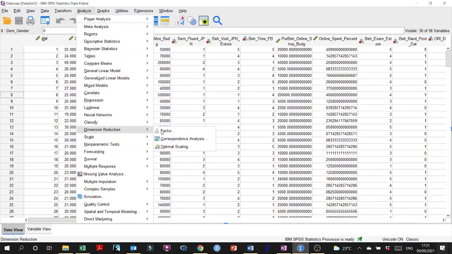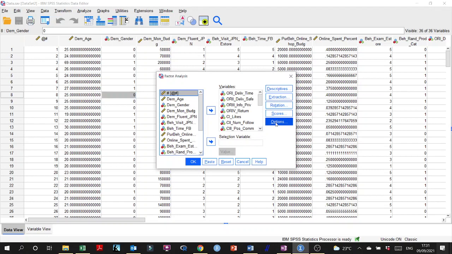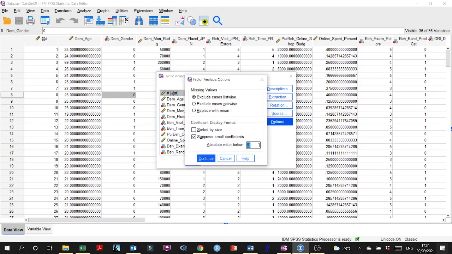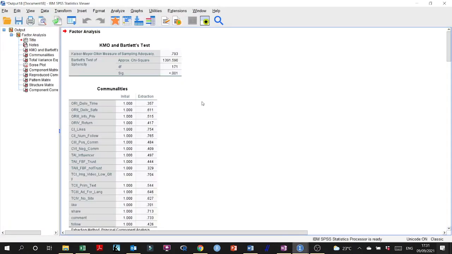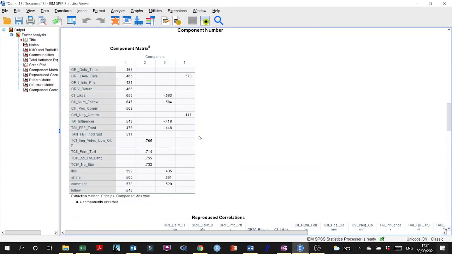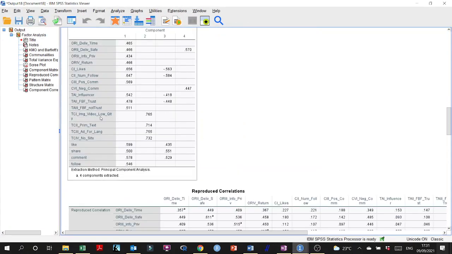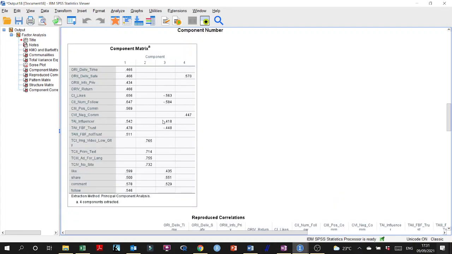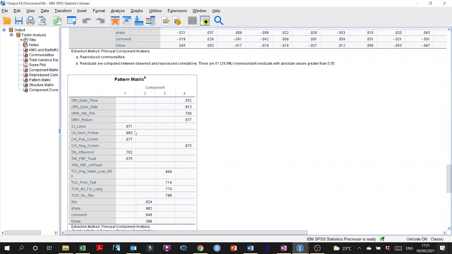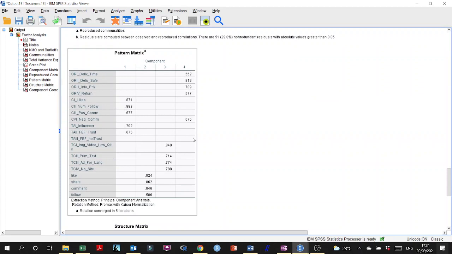Let's try dimension reduction, factor, and in the options put it as 0.4 and hit OK. And you can see that indeed here this factor did not load anywhere. This factor did not load anywhere.